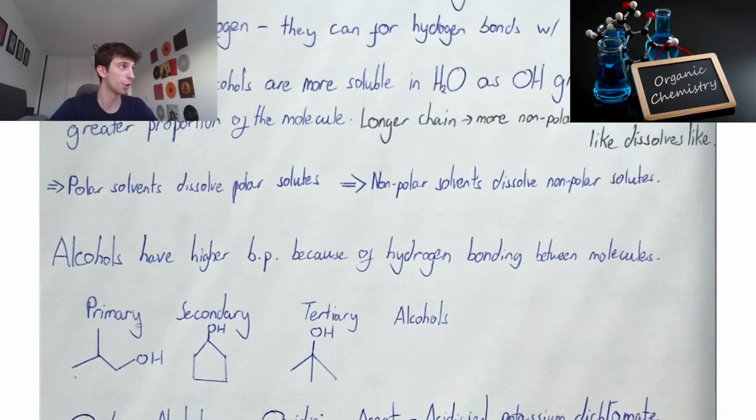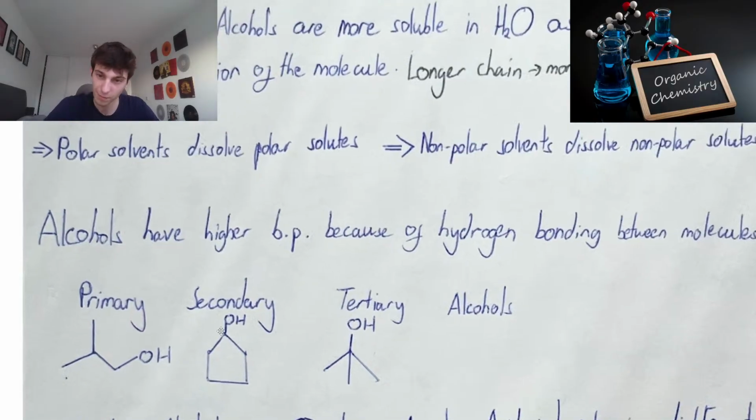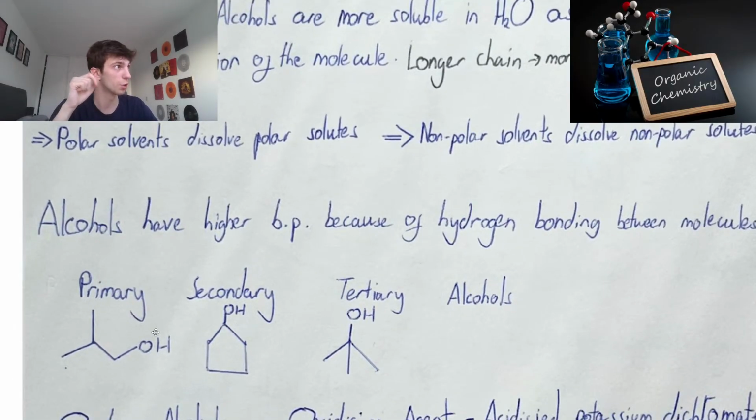Also, just mentioning, guys, we can have primary, secondary, and tertiary alcohols. We need to know this for the oxidation. Primary: the carbon that's bonded to the oxygen on the alcohol functional group will only be bonded to one other carbon. Secondary, two, and tertiary, three.